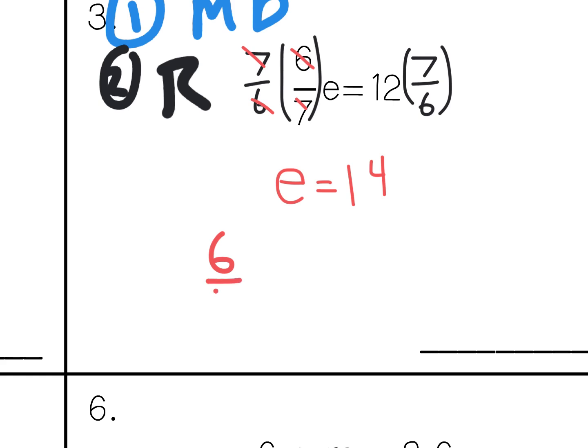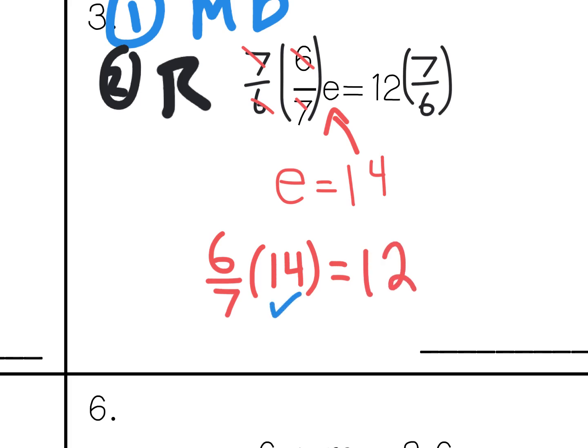So, 6 over 7. Instead of E, I'm putting 14 in. So, multiply that value and see what you get. So, it's the same thing. 6 divided by 7, parentheses, 14, parentheses, enter. Okay. So we do in fact get 12. So verify that on your own real quick. So see if you can get that.